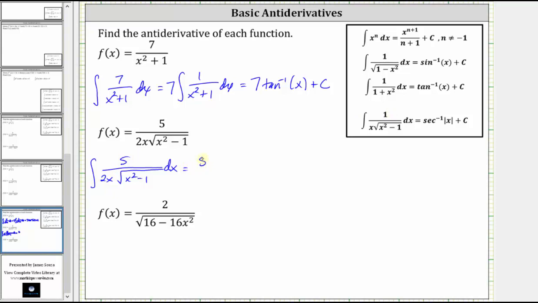This is equal to 5 halves times the integral of 1 divided by the product of x and the square root of the quantity x squared minus 1. Which means the antiderivative is 5 halves times inverse secant of the absolute value of x plus c.